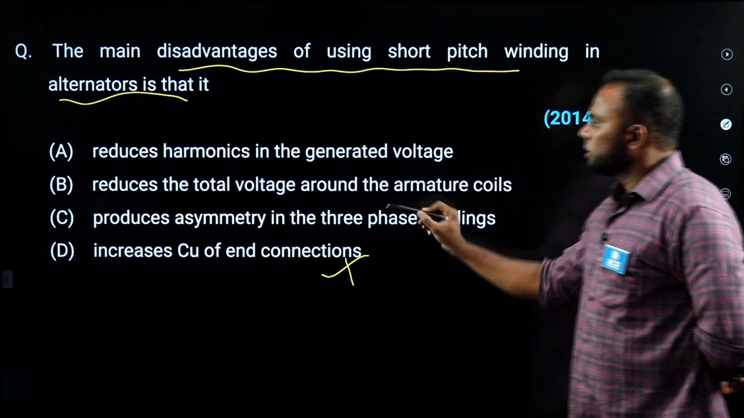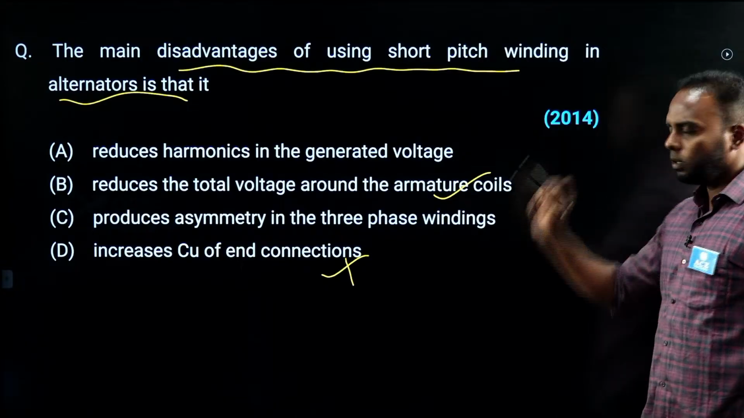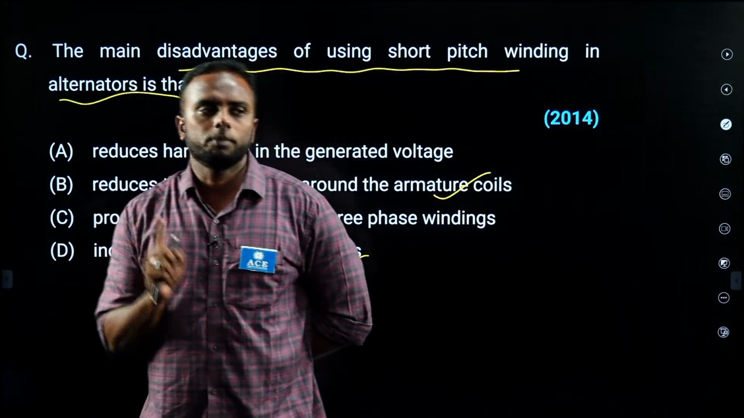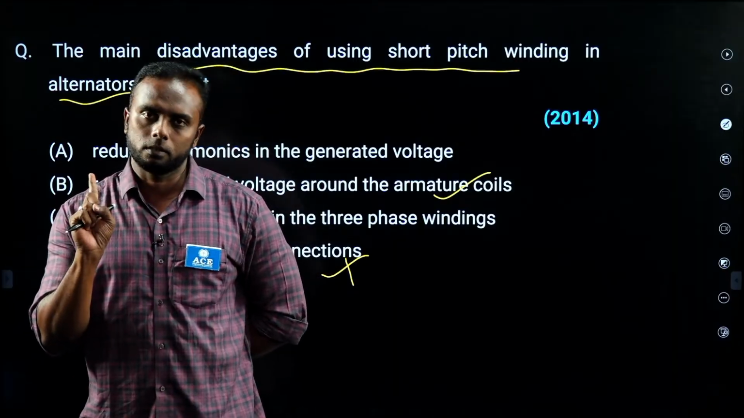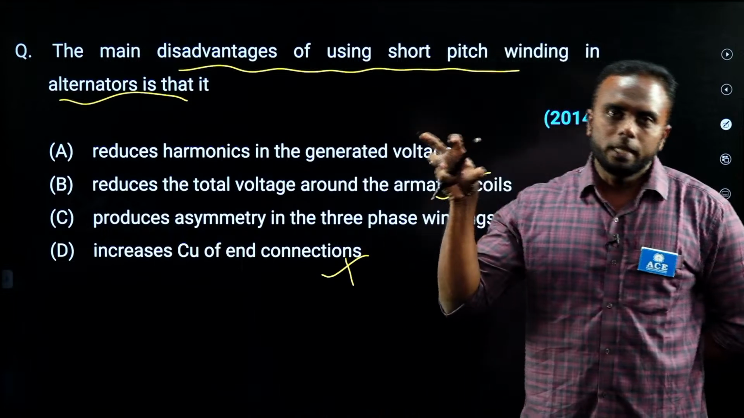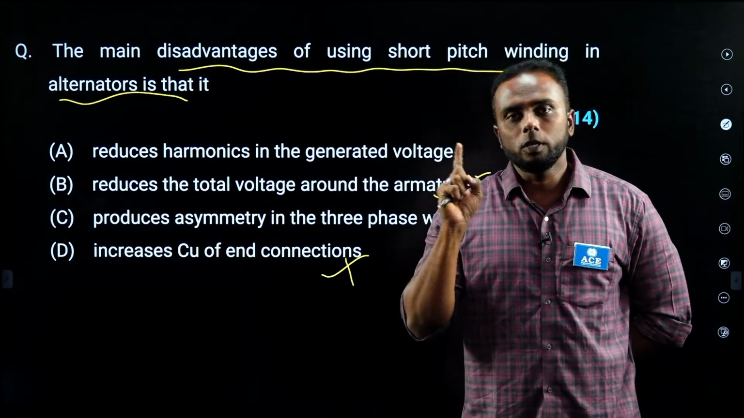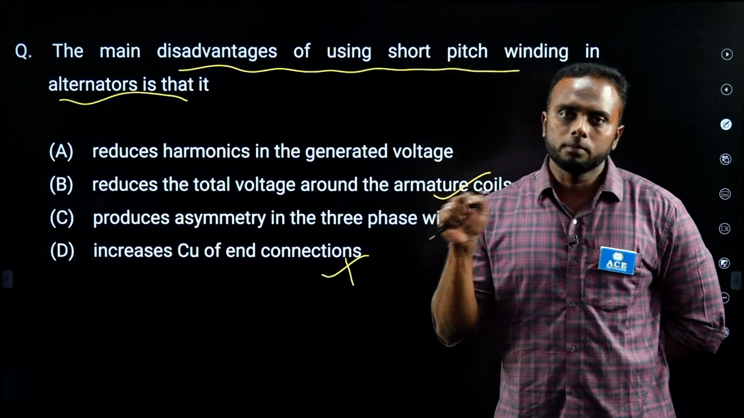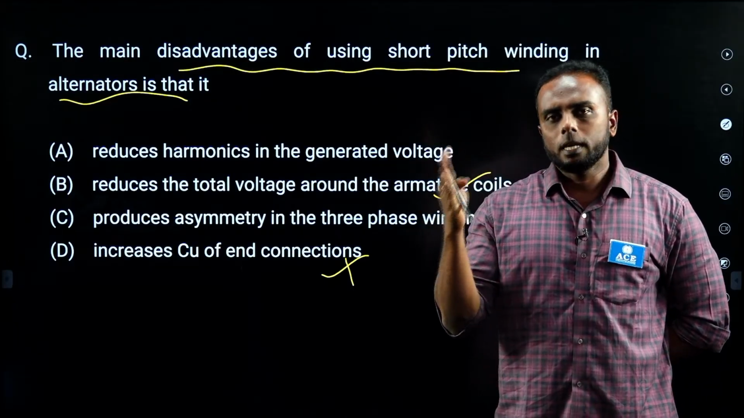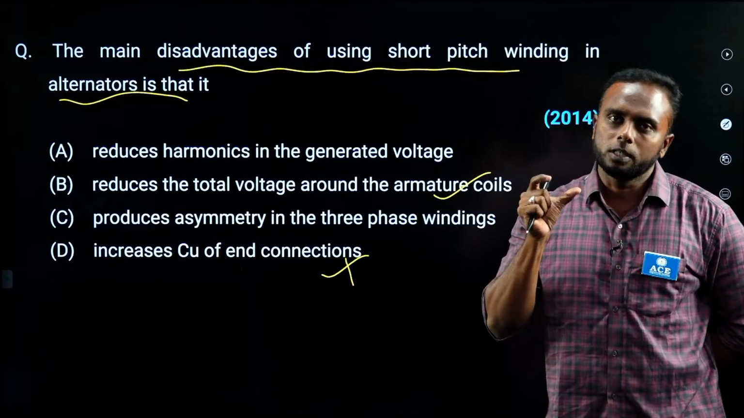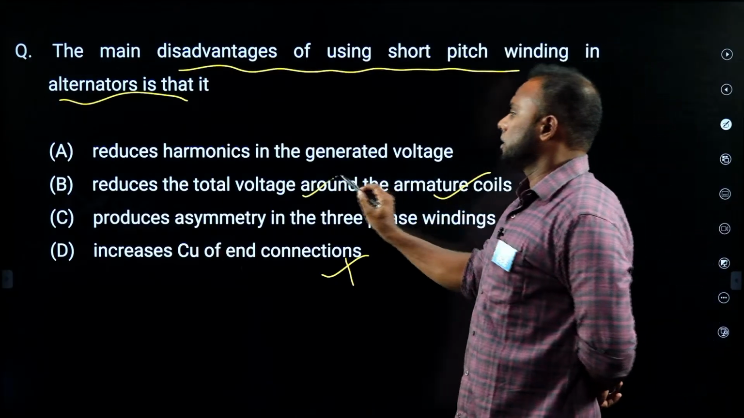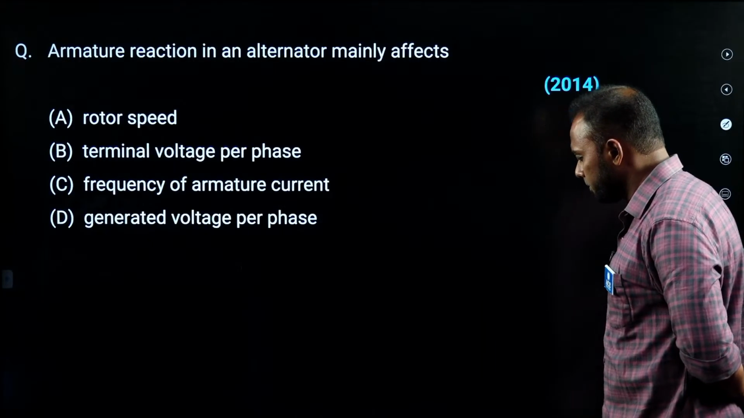Yes, very good. So the answer is it reduces the voltage around the coils. Actually, for a full pitch winding, the pitch factor Kp is 1, alpha equal to 0. So when Kp is 1, the EMF magnitude is good. But when we use short pitch winding, the pitch factor is less than 1, some 0.9 or 0.95, 0.96. So whenever Kp is less than 1, the magnitude of EMF also reduces a little bit. That is a drawback for us. So the answer is option B. Next.